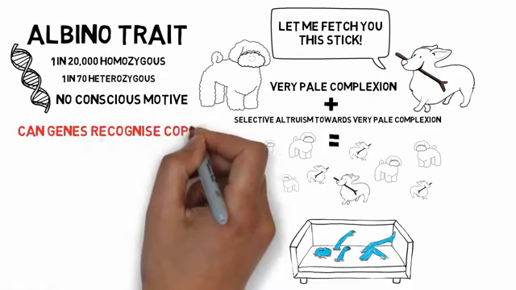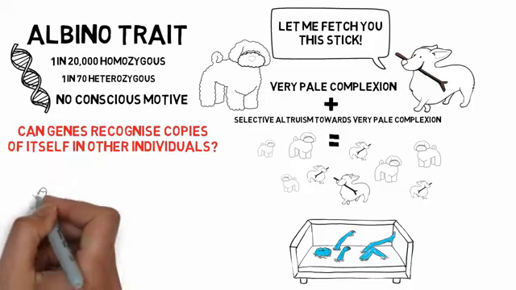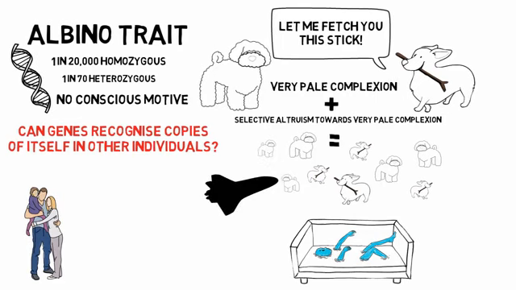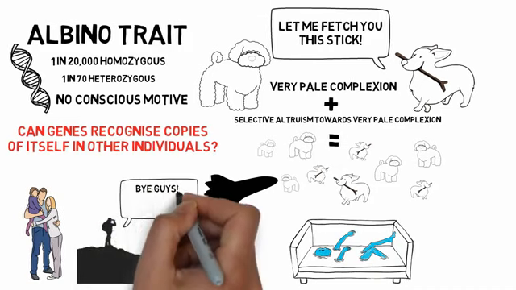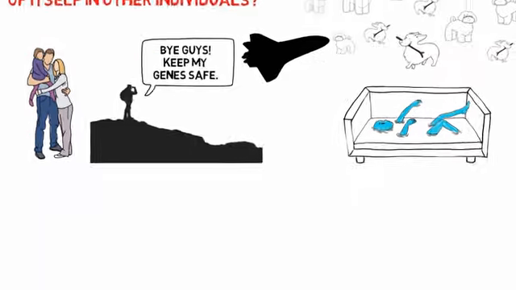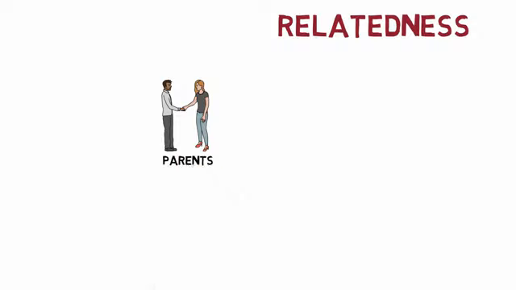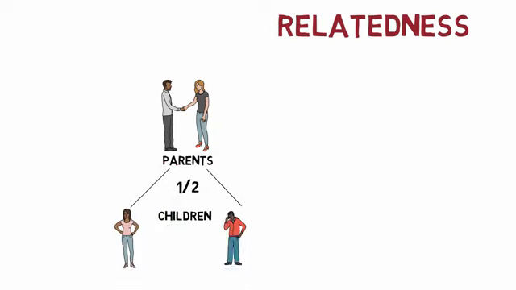Can genes recognize copies of itself in other individuals? Obviously, close relatives have a high chance of sharing genes and this is clearly demonstrated by the altruism of parents towards their young. An individual that dies in order to save 10 closely related individuals who also have copies of their kin altruism gene allows more copies of the same gene to survive. In terms of a measure of relatedness, parents and children have exactly 50%, and siblings, brothers and sisters, have on average 50% chance of inheriting the same genes.